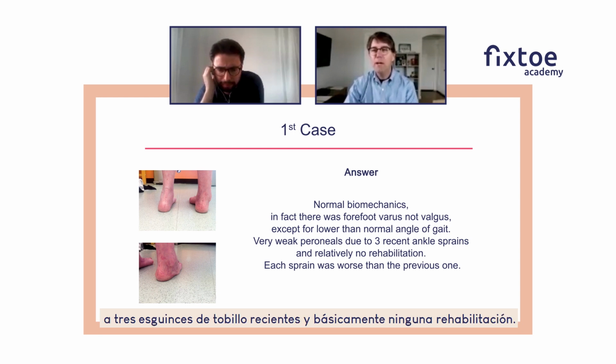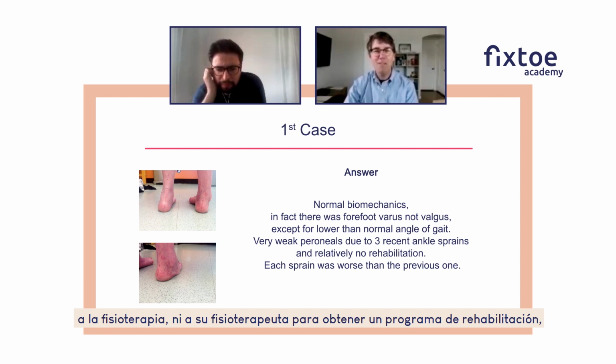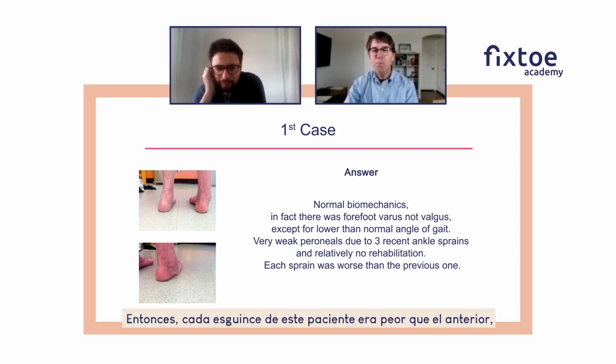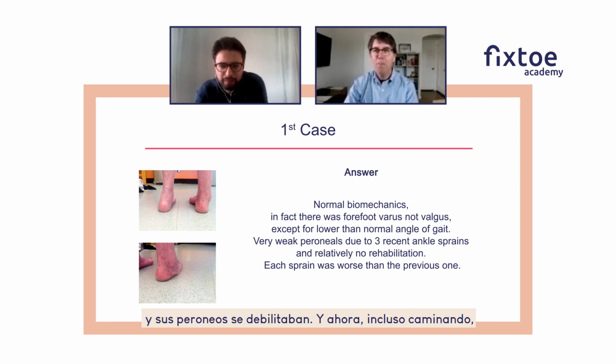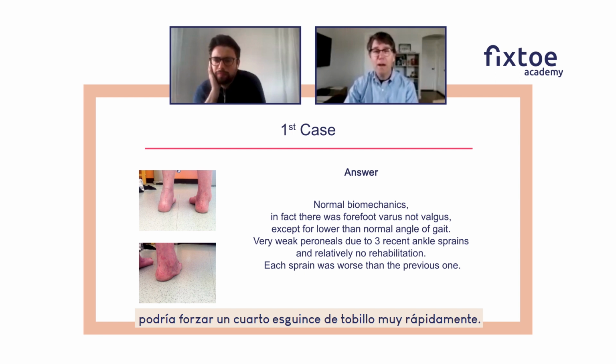And this is due to 3 recent ankle sprains and relatively no rehabilitation. Prior to being in self-quarantine with this virus, they just hadn't gone to the physical therapist to get a rehab program, or gone online and even done their own research. So each sprain with this patient was worse than the other one, and their peroneals just shut down. And now when they walked, they were ready for even a 4th ankle sprain really quickly.